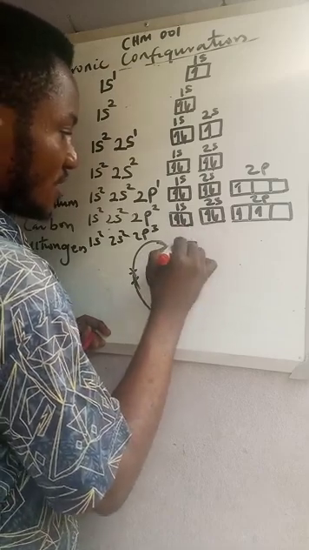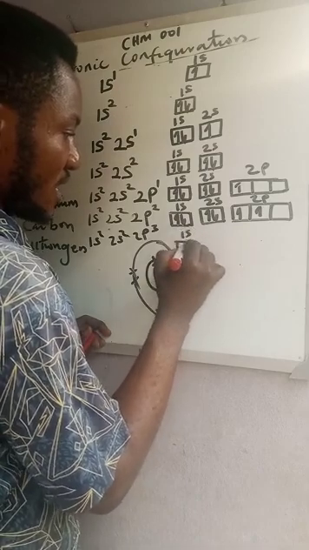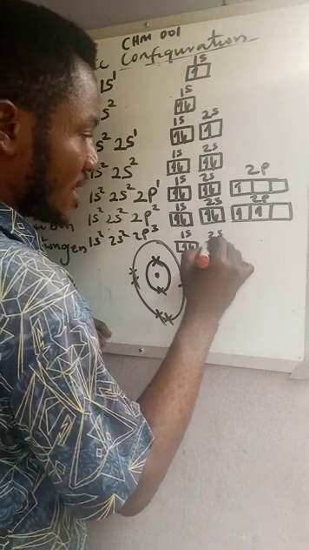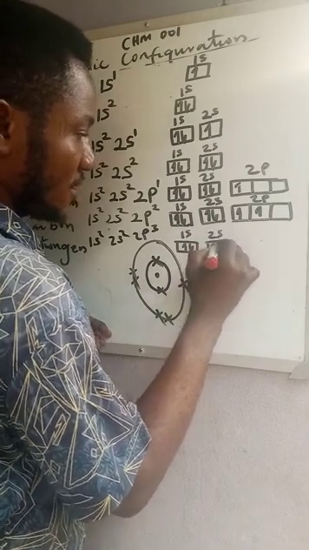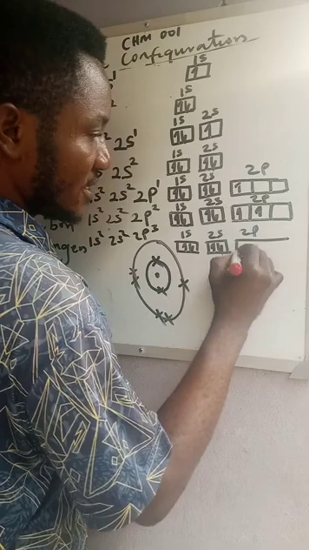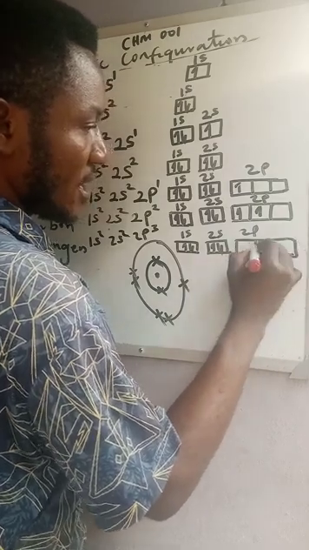I'll write like this. Are we together now? This is my 1s. I have it like this. I have 2s. Are we there? Like this. Now I have 2p. Like this. I have this and I have this.